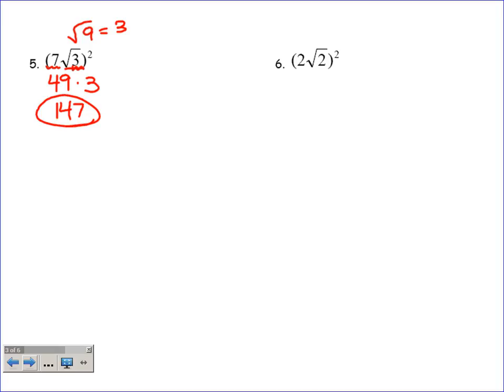Number 6. We square the 2 on the outside, that gives us a 4. We square the square root of 2, which gives us 2. So our answer is 8. I'm not trying to make this look really easy. I'm just trying to show you what we have here. You just square each of those separate components and realize what we have.